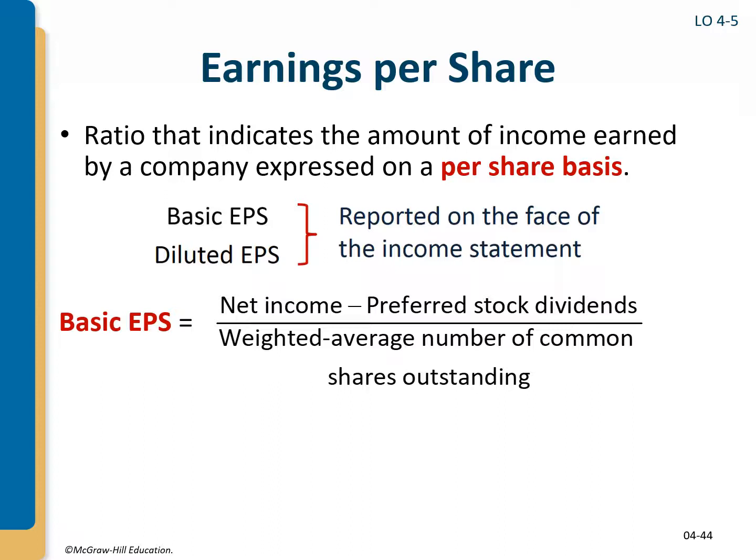Now, if the company has preferred shareholders, remember, they're promised their dividend. They're normally cumulative, meaning if the company doesn't declare a dividend this year, they're still going to get a dividend. It gets added to next year and next year and next year until the company actually does pay out a dividend.